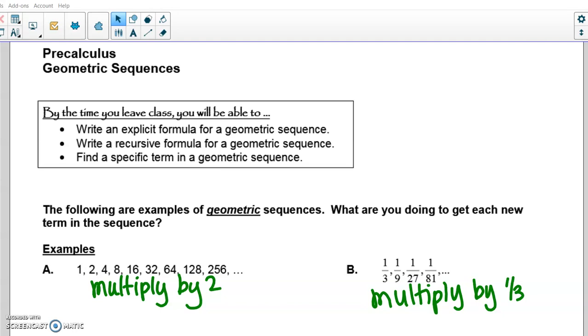Hi guys, can you believe that this is our last chapter that we're going to do in pre-calc? So you're going to have 3 new topics this week, 1 new topic next week, and then you'll take your last test and that'll be it. So we're going to have 2 more weeks of new material and you're done with pre-calc. Woo!